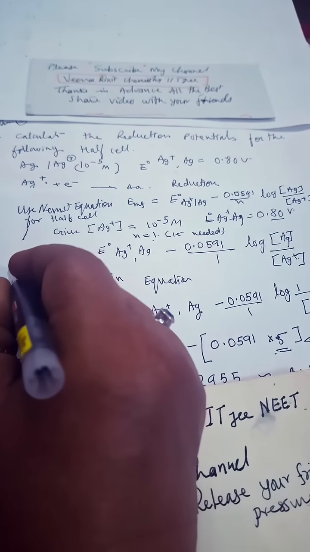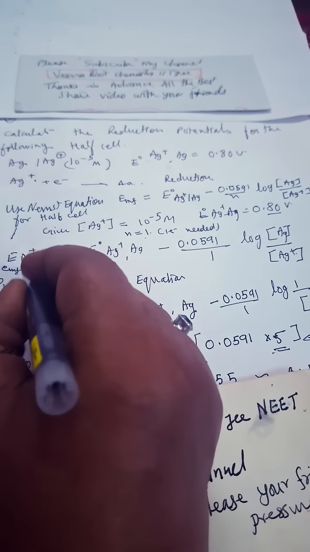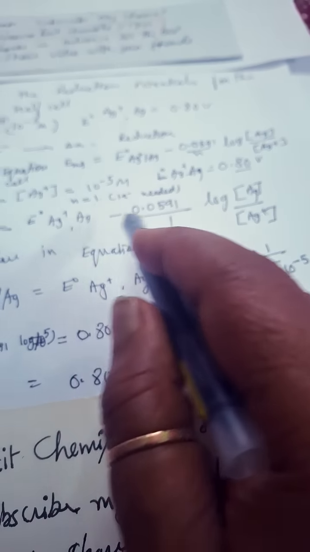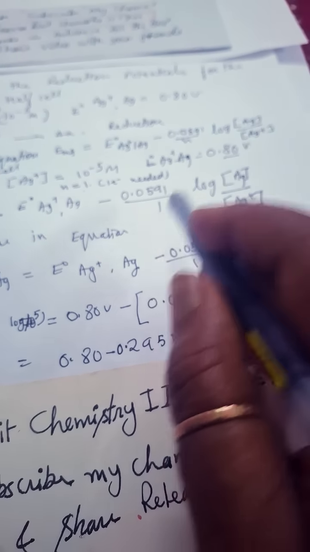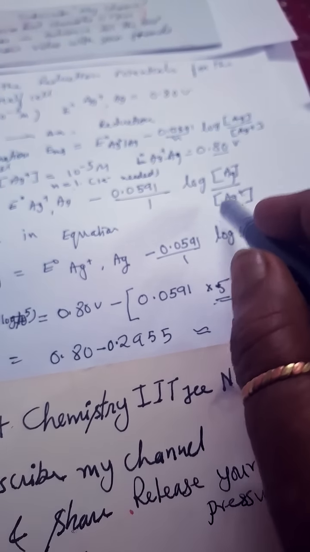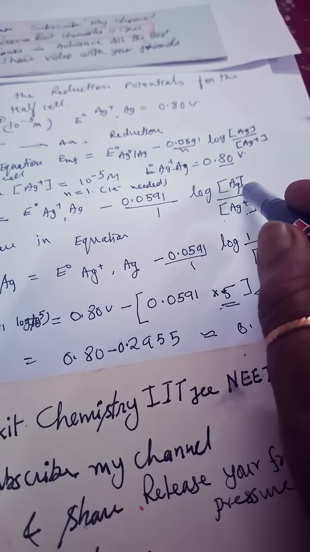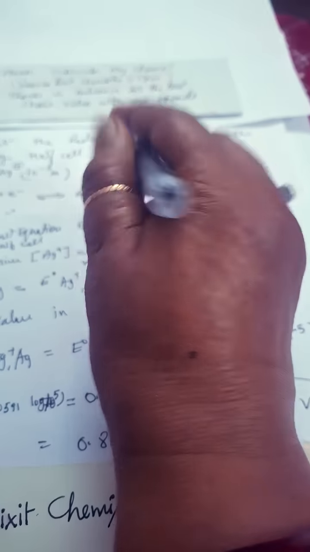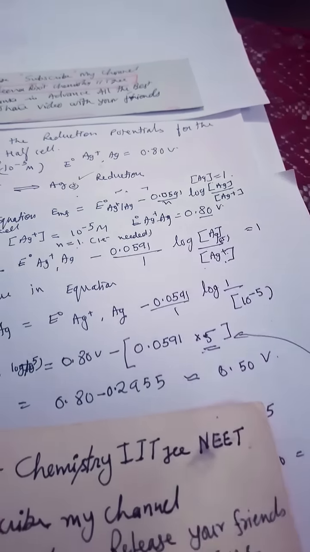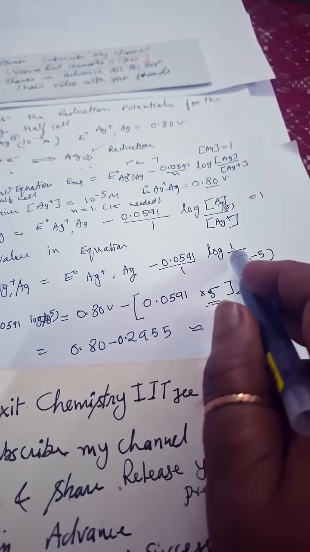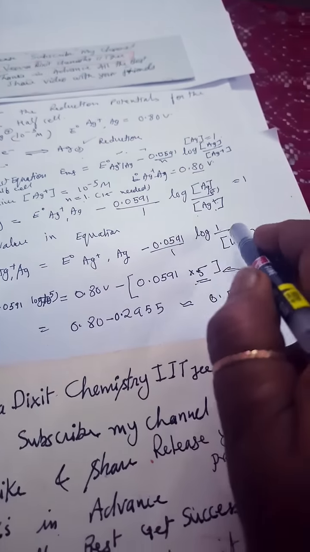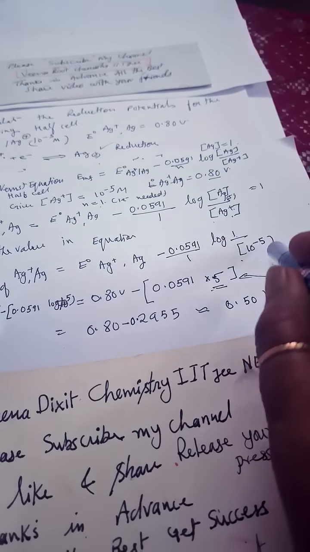EMF, we can write, E Ag⁺/Ag is equal to E° Ag⁺/Ag minus 0.0591 by 1 log of molar concentration of Ag by molar concentration of Ag⁺ ion. Since Ag is solid, I have written solid, its molar concentration is taken as 1. That is why I put the value 1 over here, instead of the log of Ag⁺. Ag I have written 1, and Ag⁺ is 10⁻⁵.